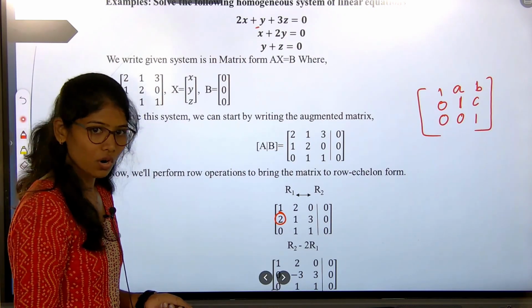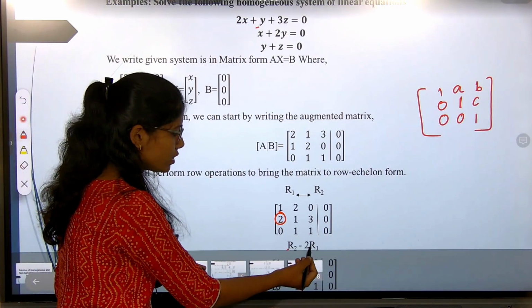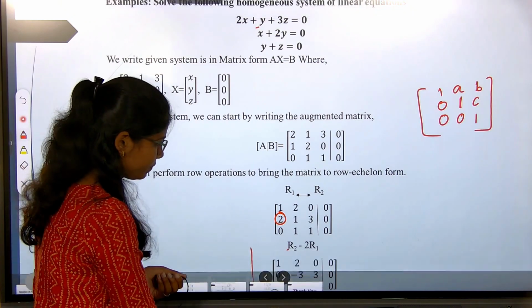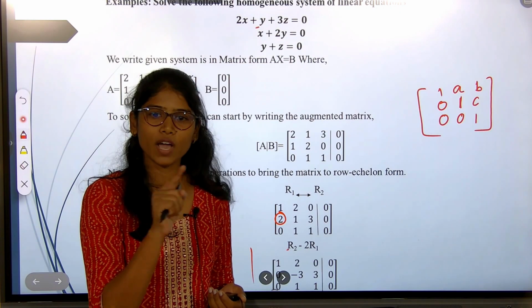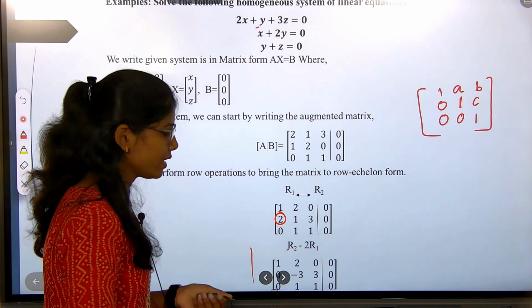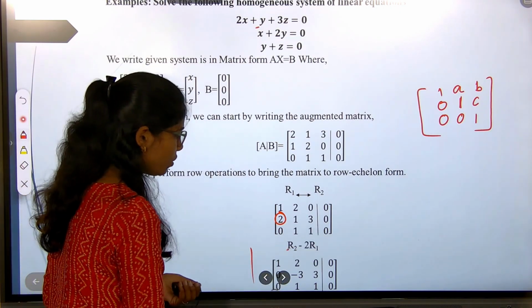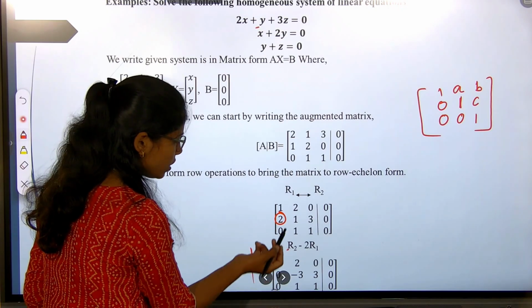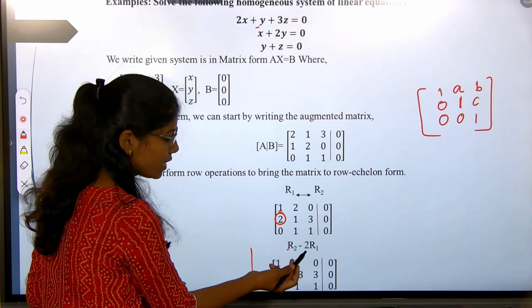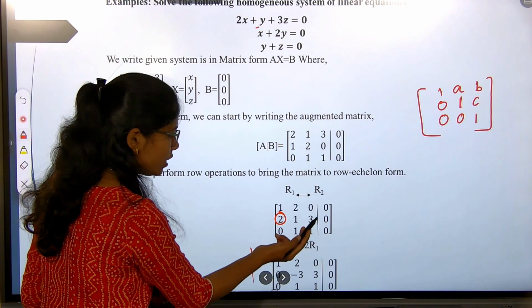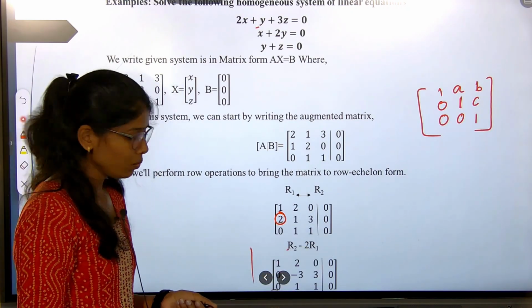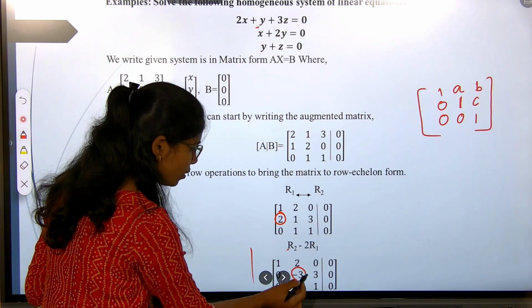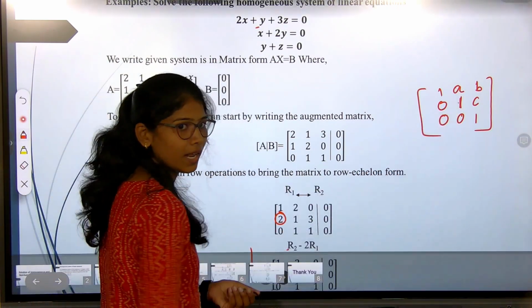For that we use row operation R2 minus 2 R1. We are doing changes in R2. So write down R1 and R3 as it is and just do changes in R2. So 2 minus 2 is 0. 1 minus 4 is minus 3. 3 minus 0 is 3. And 0 minus 0 is 0. Now this minus 3. We have to make this second leading element as 1.